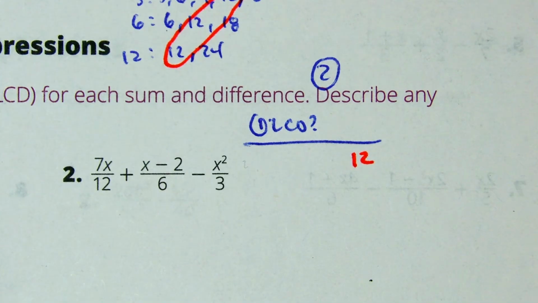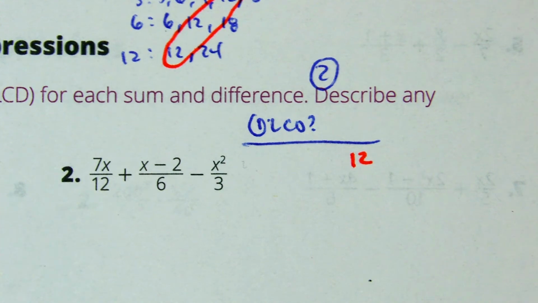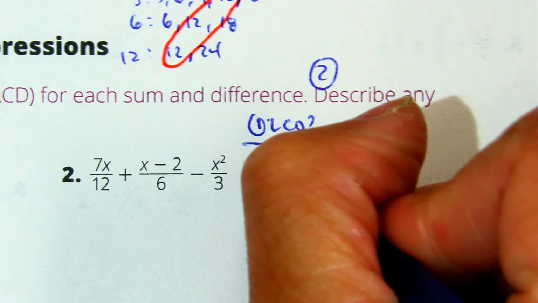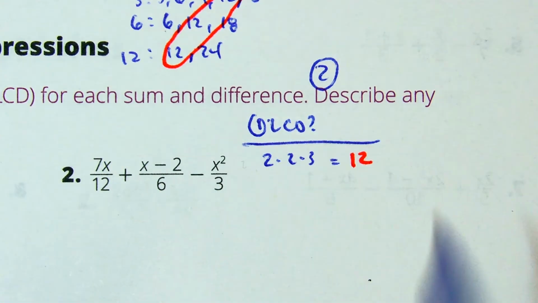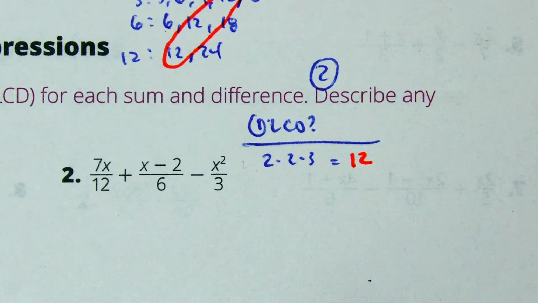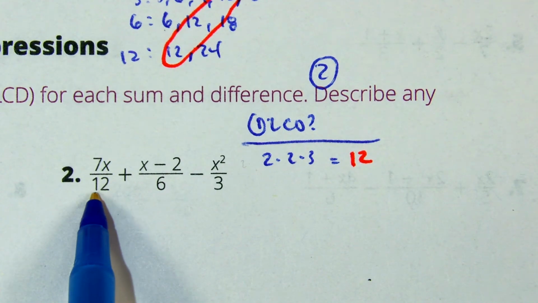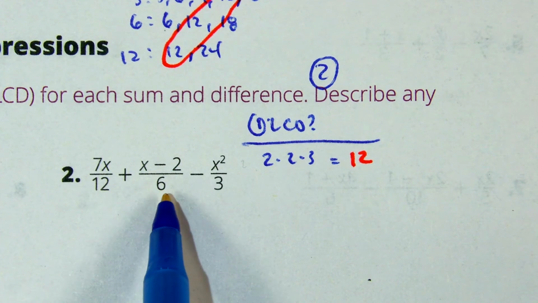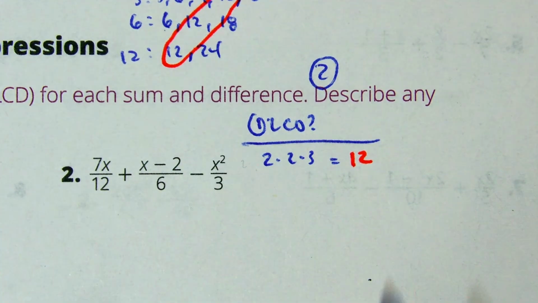Okay? Now how you get there, that's another story. You can do something like 2 times 2 times 3. Okay? So this one is already a 12. So I don't have to do this one. Look at this middle one here. This one I'm going to have to multiply by what? 2 over 2.